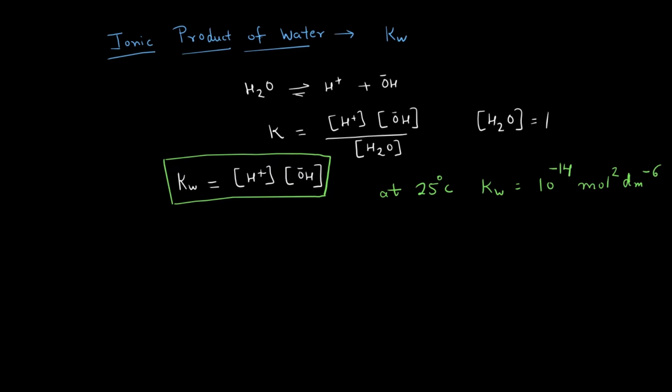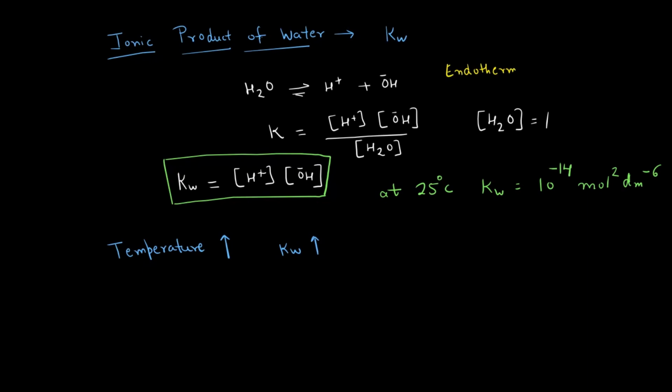Okay, so Kw is constant at 25 degrees Celsius and the value is 10 to the power minus 14. Now what will happen if we increase the temperature? If the temperature increases, the Kw value will increase. Why? Because the dissociation of water is an endothermic reaction.